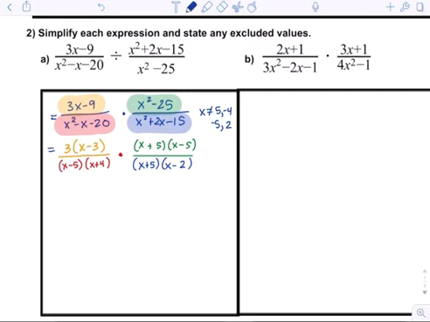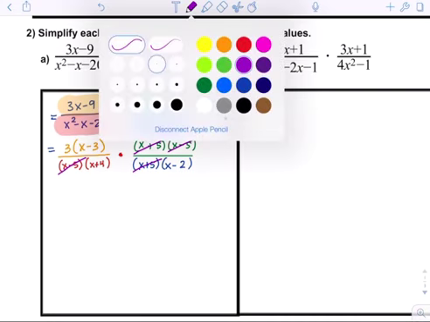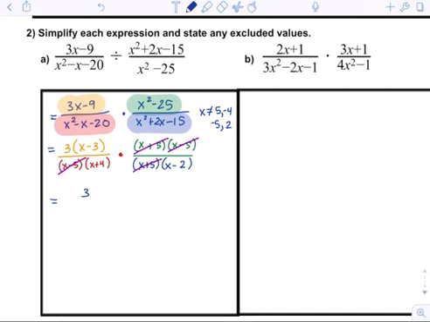Now, once we've stated our excluded values, it's time to just cancel. We're purely just canceling. This one could cancel off with that one. This one could cancel off with that one. And that looks to be it. So then your final answer is 3 times x minus 3 all over x plus 4, x minus 2. Okay, there's 2a. Now we're off to b.